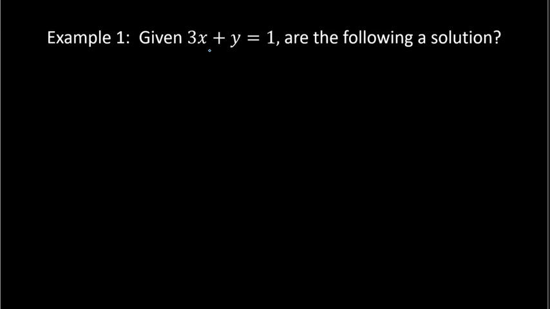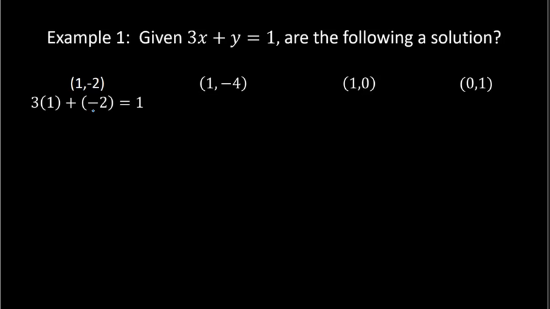So looking at the example where 3x plus y equals 1, we are to determine if these different ordered pairs are a solution to the equation. So to determine that, what I do is I plug these numbers in for x and y. So instead of 3 times x plus y, for the first ordered pair, we would have 3 times 1 plus negative 2, and that's equal to 1. So is this a true statement? Well, we'd have 3 plus negative 2, which is 1. So 1 equals 1. Yes, that is a true statement.